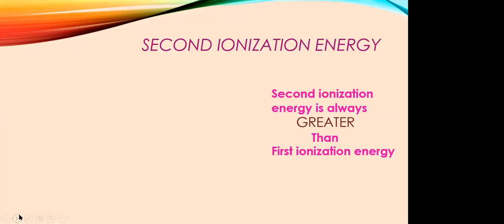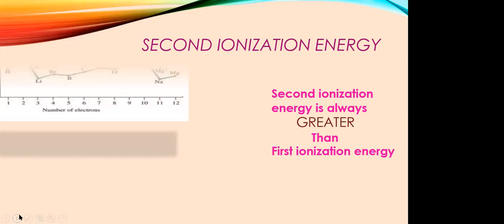Now let's turn towards second ionization energy, the minimum energy required to remove 1 mole of electrons from a gaseous unipositive ion to form a dipositive ion. Also, it is important to note that second ionization energy is always greater than first ionization energy. Now let's turn towards Nethmi and Kavisha.